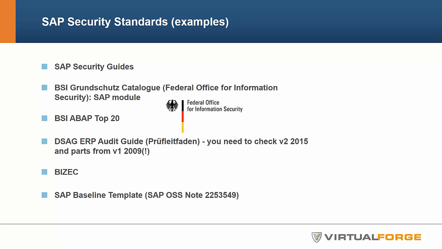Then we have the so-called, in German, ERP Prüfleitfaden. This is the audit guide by the German SAP user group. This was released in 2009 in the first version. There's a second version from 2015. Unfortunately, in order to get the comprehensive view, you need to take both documents into account.